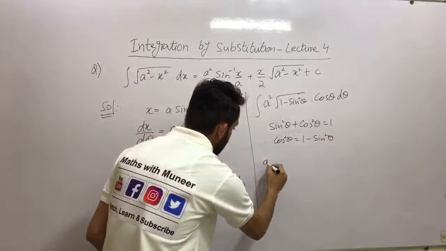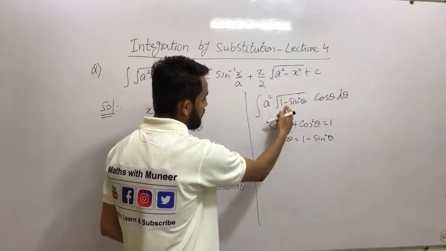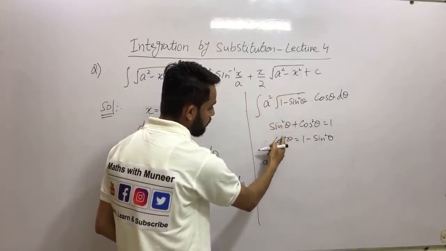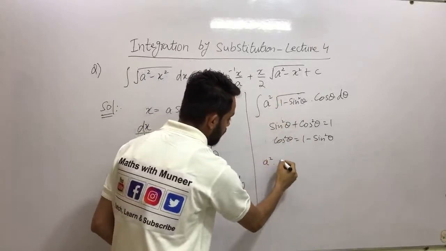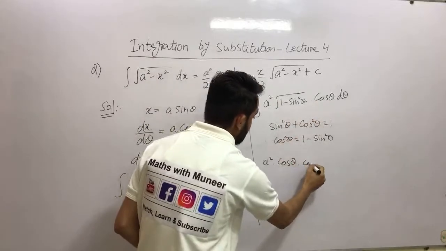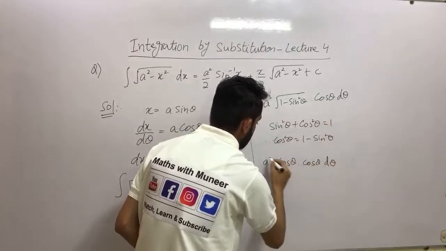So a square. Remember, once you put the square root, instead of writing 1 minus sine square theta, you will be putting cos square theta. This square will cancel this square root and we will only be getting cos theta. We have cos theta here again, cos theta and d theta, right?